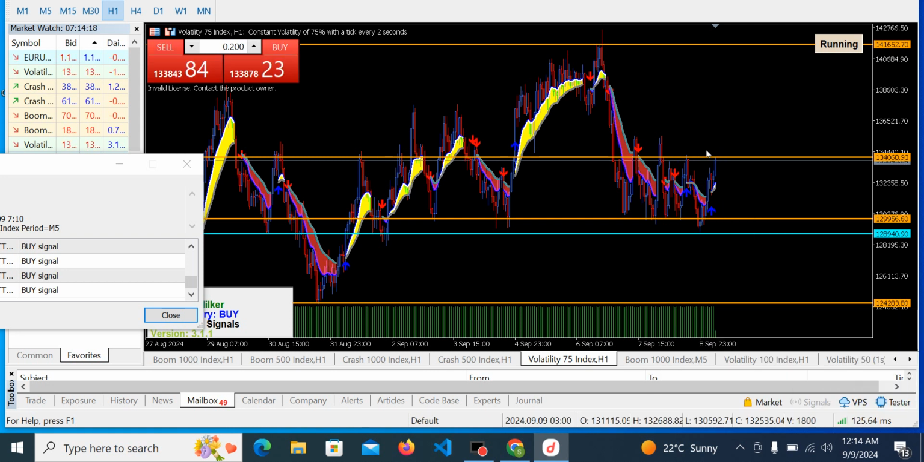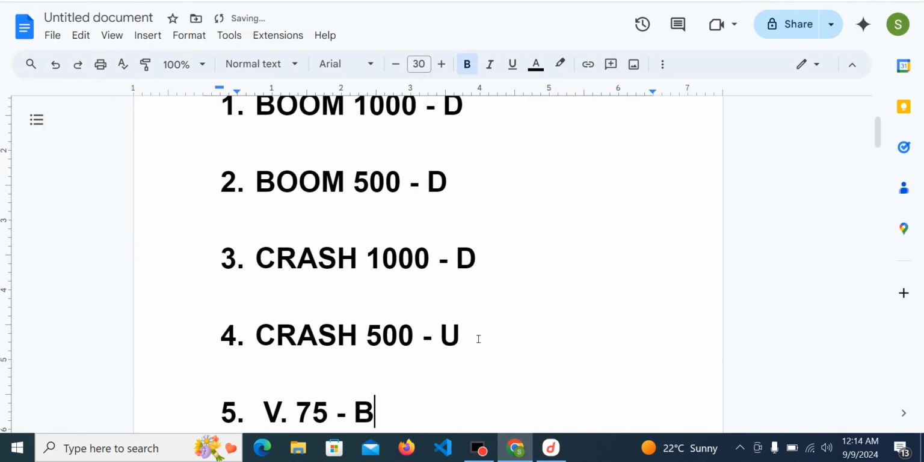If it breaks out from any one of them, it will tell us the direction of the market, if it's going to keep on buying or keep on selling. So we should watch out for the breakout. This is very important. So guys, watch out for the breakout.